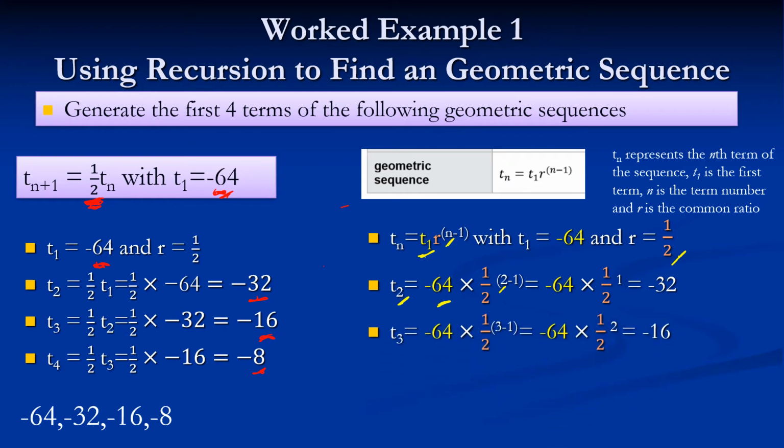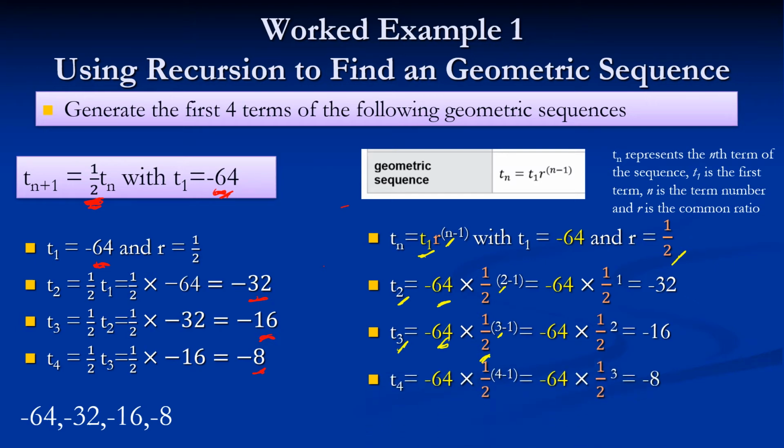Okay, let's have a look at term 3. So we're going term 1 multiplied by our common ratio to the power of that term number minus 1. So it's going to be negative 64 times a half to the power of 2. Now a half of a half is a quarter. So that's going to be negative 16.